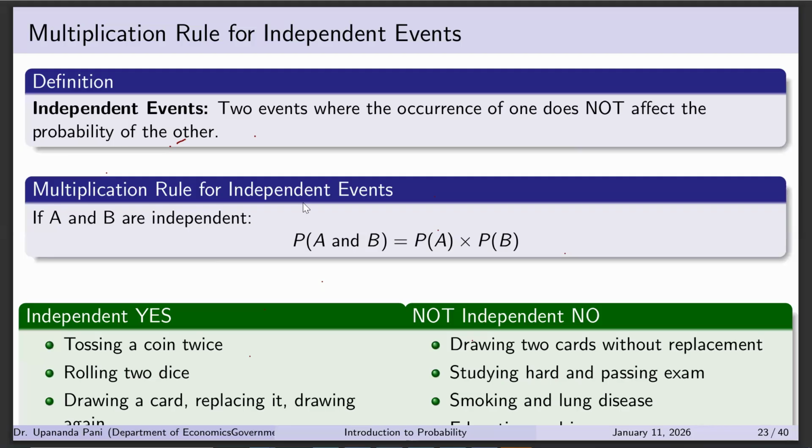If you are tossing a coin twice, it's independent. Rolling 2 dice, it is independent. Drawing a card, replacing it, and drawing again is independent. Drawing 2 cards without replacement is not independent. Studying hard and passing the exam, smoking and lung disease: you can see they are not independent.